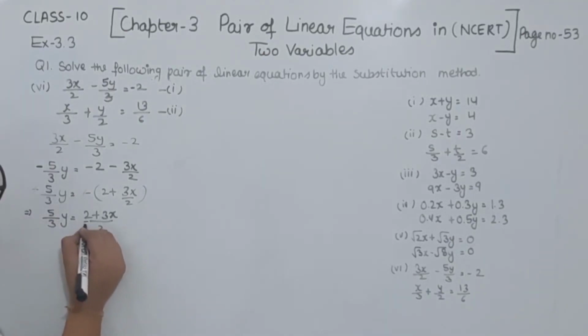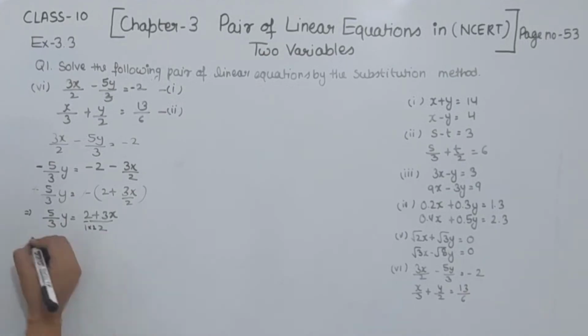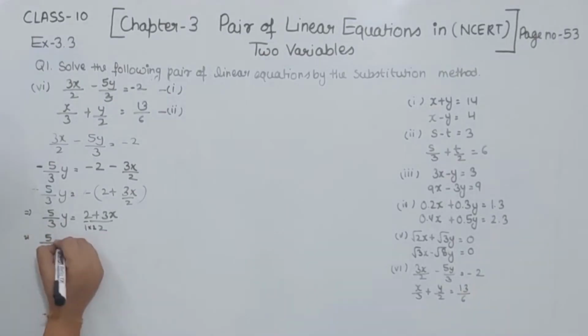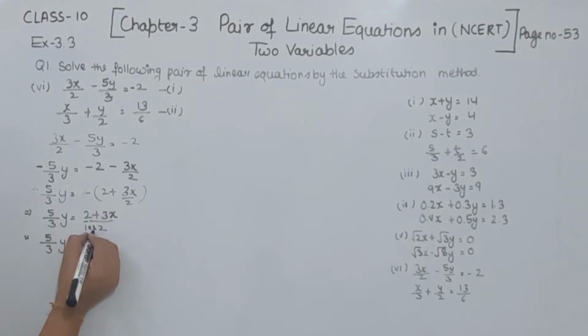So for that one, here we are having 1, we have to multiply this one by the 2. So we will have 5 by 3y. If we are multiplying in the denominator, we have to multiply in the numerator also. So we are having 2 2s are 4, 4 plus 3x by 2. This one we are having.